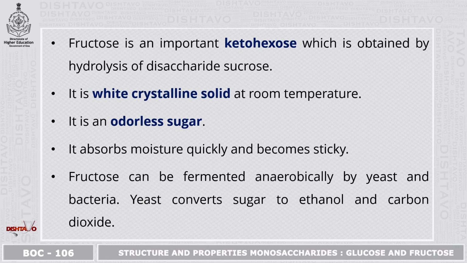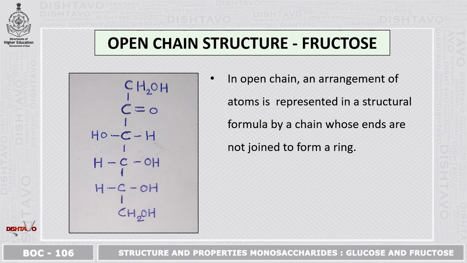Let us learn some more properties. Fructose is an important ketohexose. That means the ketone group is present, and it is obtained by the hydrolysis of disaccharide sugars. It is a white crystalline solid at room temperature, and it is odorless. It absorbs moisture quickly and it becomes sticky. Sucrose can be fermented anaerobically by yeast and bacteria, and yeast converts sugar to ethanol and carbon dioxide.